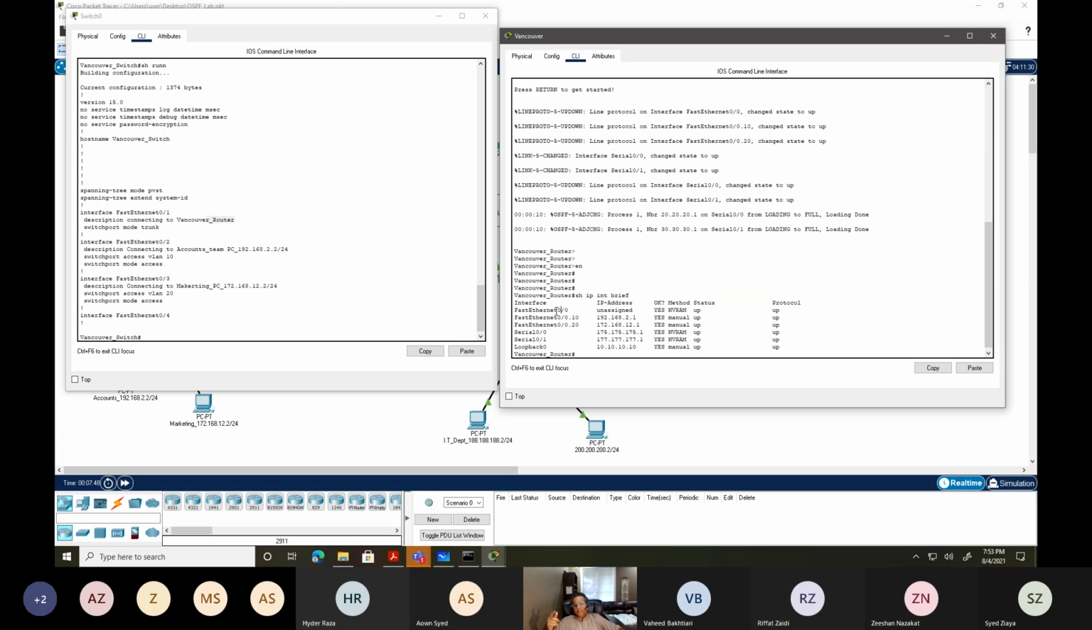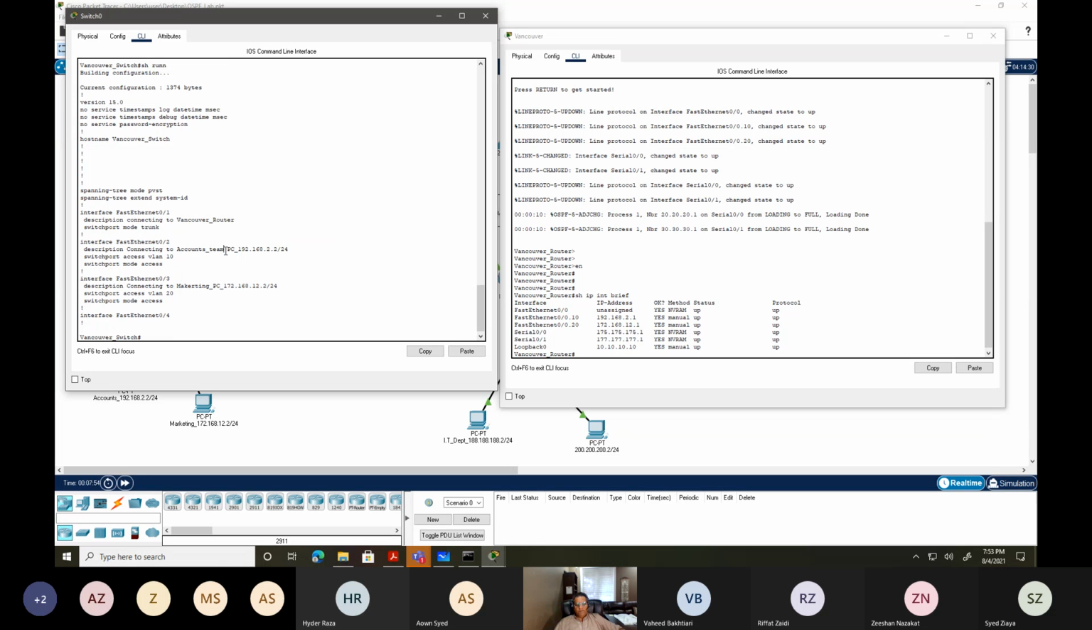With my inter-VLAN, basically there's a problem here. The problem is the accounts team has an IP address of 192.168.2.0/24, and my marketing team has 172.168.12.0/24, right? Now you tell me, first of all, tell me this. The default gateway for these guys, for this subnet 192.168.2.0/24, any PC which connects to this Fast02, the default gateway has to be in the same range or it can be in a different range.